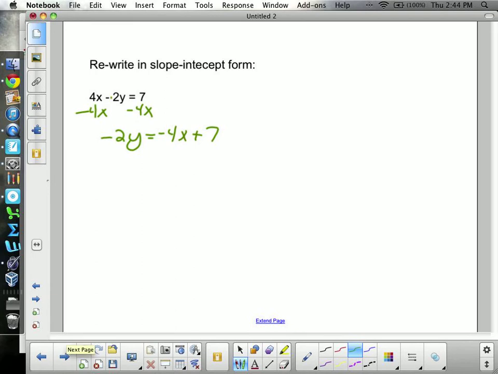Now what? Divide by -2, not by 2. I've got to be careful because I'm dividing by a negative. This is y equals 2x minus 7/2. There we go. Watch your signs carefully. Take your time and watch the signs. That's going to make a huge difference.